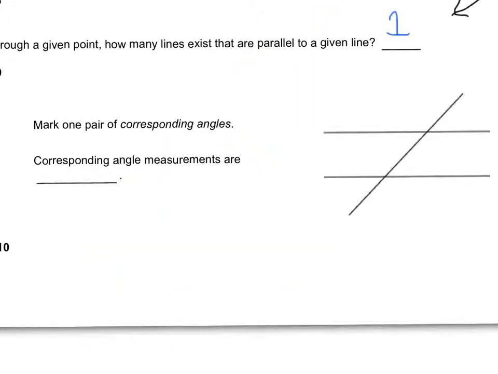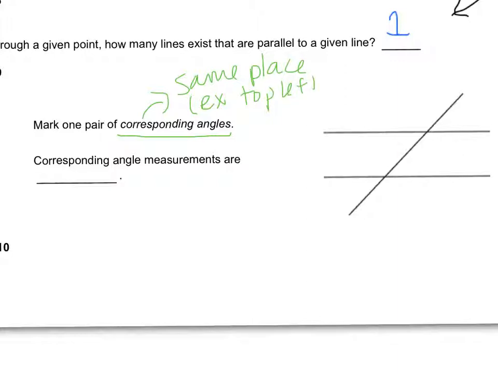So you're supposed to mark corresponding angles. Corresponding angles means they're in the same place. For example, they're both in the top left, or they're both in the bottom right, something like that, but on different lines. So in this picture over here, I'm going to mark a pair of corresponding angles. This angle and this angle would be considered corresponding. So they're the exact same angle, they're just in two different places. And corresponding angle measurements are always congruent.